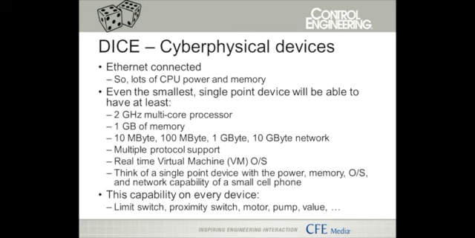Any of these are going to have a lot of capabilities, like 2 gigahertz multi-core processors, a gigabyte of memory, 10 to 100 megabytes of network throughput, running multiple protocols on the Ethernet, having a real-time virtual machine operating system in there. So it's a single-point device with the power, memory, operating system, and network capability of what we would call a very small, lightweight cell phone. But this is only going to cost pennies. And we're going to have this capability on every device in a facility. Limit switches, proximity switches, motors, pumps, valves, all the way down to single points.